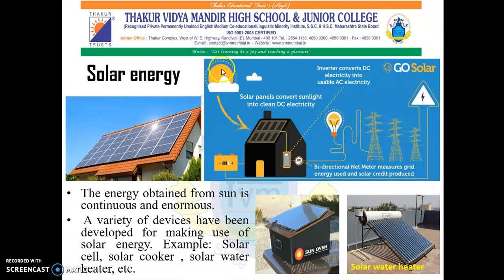In this picture, the solar energy is converted into electrical energy with the help of solar cells. Over here you can see there is a solar panel, which is made up of solar cells, on the top of the house. This panel helps to convert the solar energy into DC electricity, that is the direct current electricity. This DC electricity is converted into usable AC electricity with the help of an inverter, and further this electricity is used to run various electronic appliances.